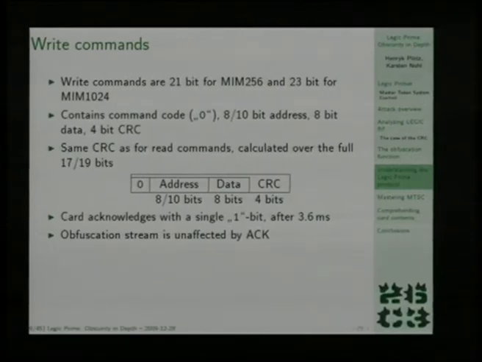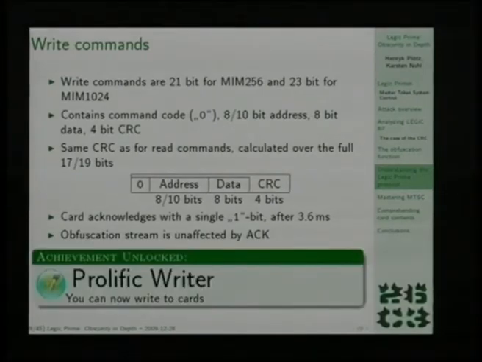For writing to cards, it's very similar. As it turns out, the write command that's being sent by the reader is either 21 bits or 23 bits for the different card types. It contains a command code, which, not surprisingly, is different from the command code for reading. It's 0. Then the address and the data, and then the CRC. The CRC calculation is essentially the same, but with a different command code. And the card will acknowledge with some acknowledgement. And after that, the data on the card changes. So now I can write to cards.